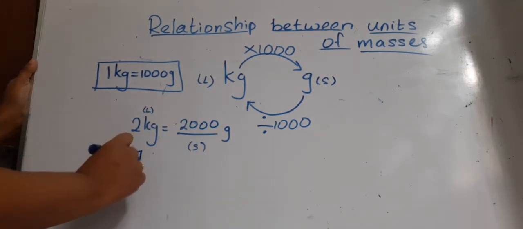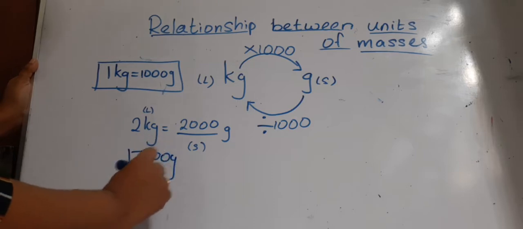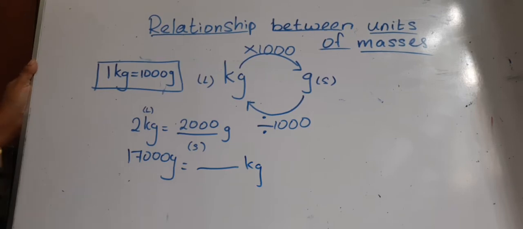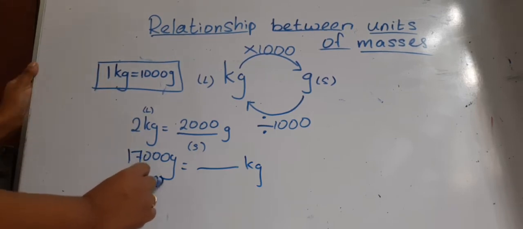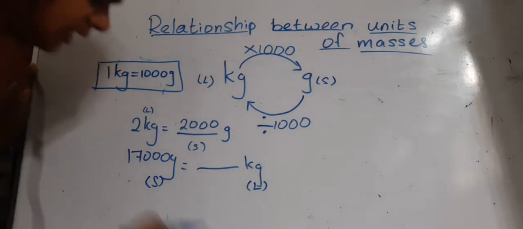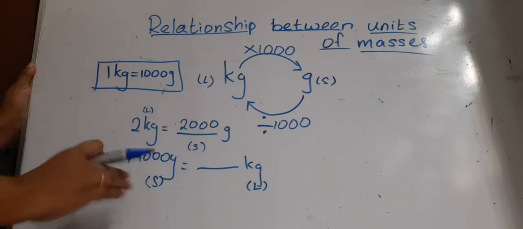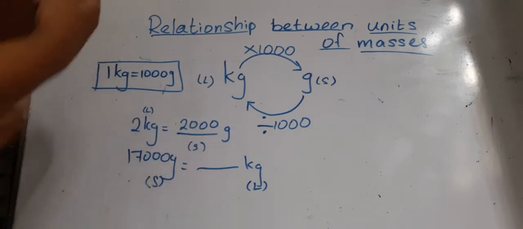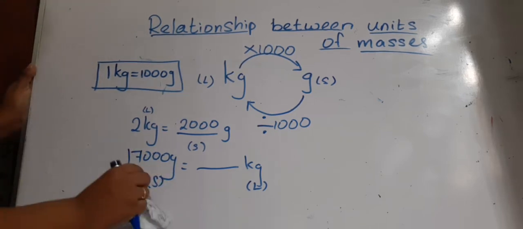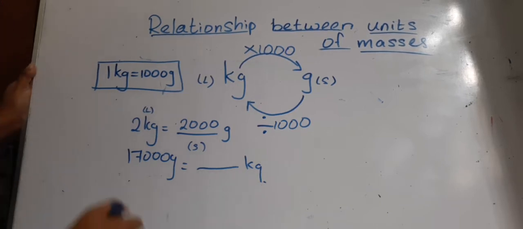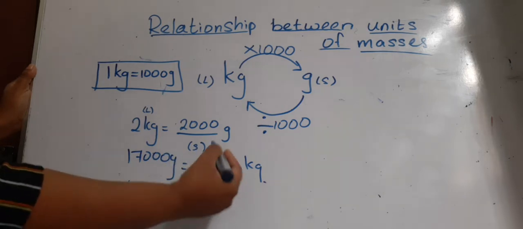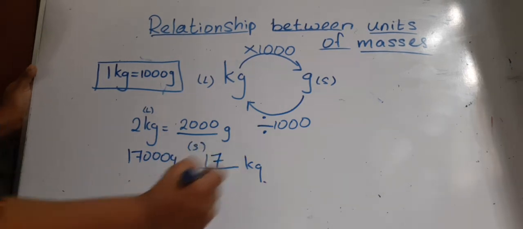The other way, 17,000 grams, they are asking in kilograms. So what do we do here? We have been asked to convert from a smaller measuring unit to a larger measuring unit. No need to write this. I am writing this in order to think easily. So you can actually think and do this. Now you have to divide by 1000. When you divide by 1000, all zeros will be removed. So which is 17 kilograms.